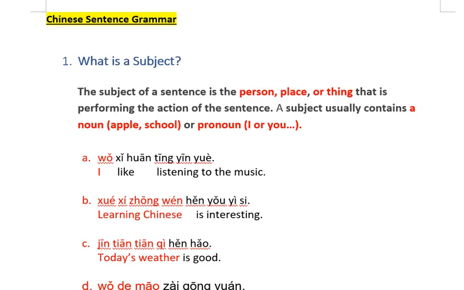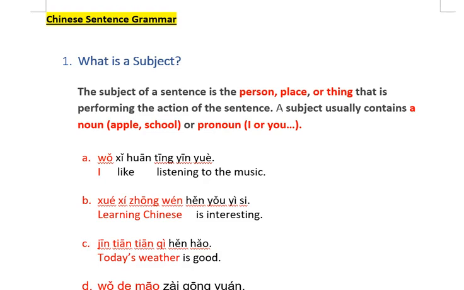When you're learning a language, the first questions you're going to figure out are: what is a subject, what is a verb, and what is the object? Because most languages need these three components to make a sentence. So let's have a look at what the subject is.